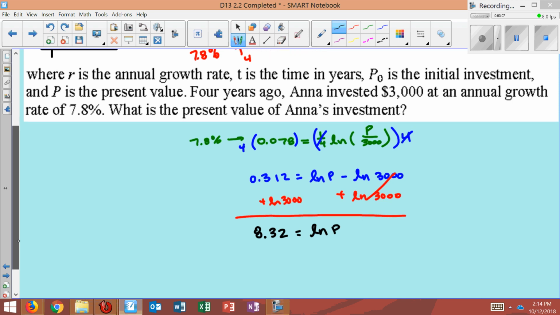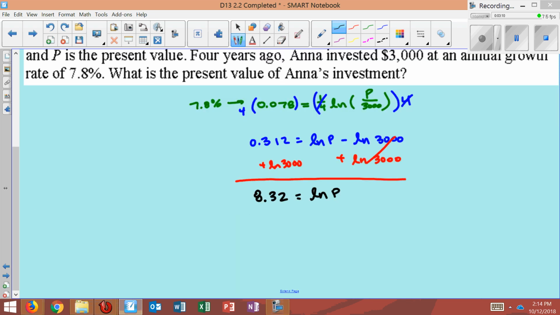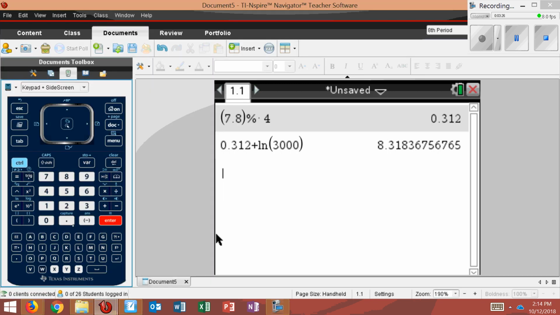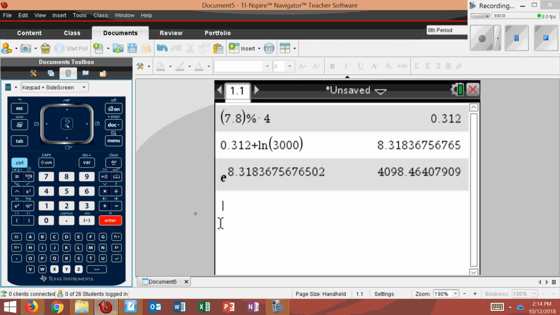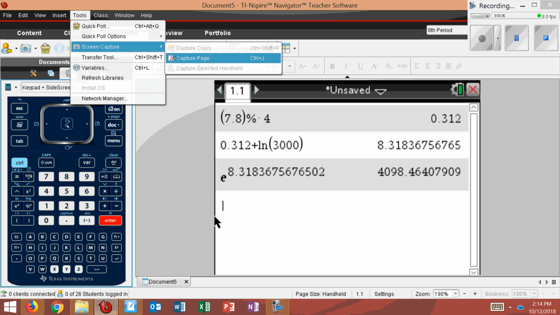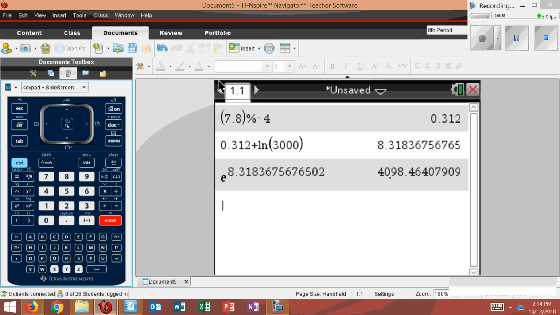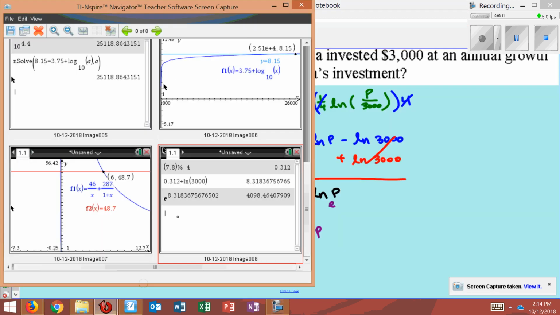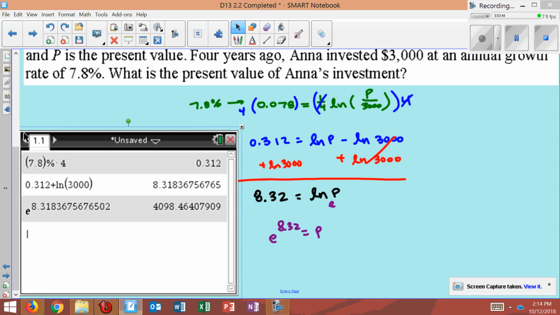And now to get rid of a natural log, remember natural log has a base of e here. This is saying e to this power equals P, so I can rewrite this as e to the 8.32 equals P. Let me make that e look a little better. There we go. So if I come back over here, the better way in the calculator is I'm going to press e, and I'm just going to highlight this value right there and copy it. This will get a more exact answer. That's the value of the account after 4 years.